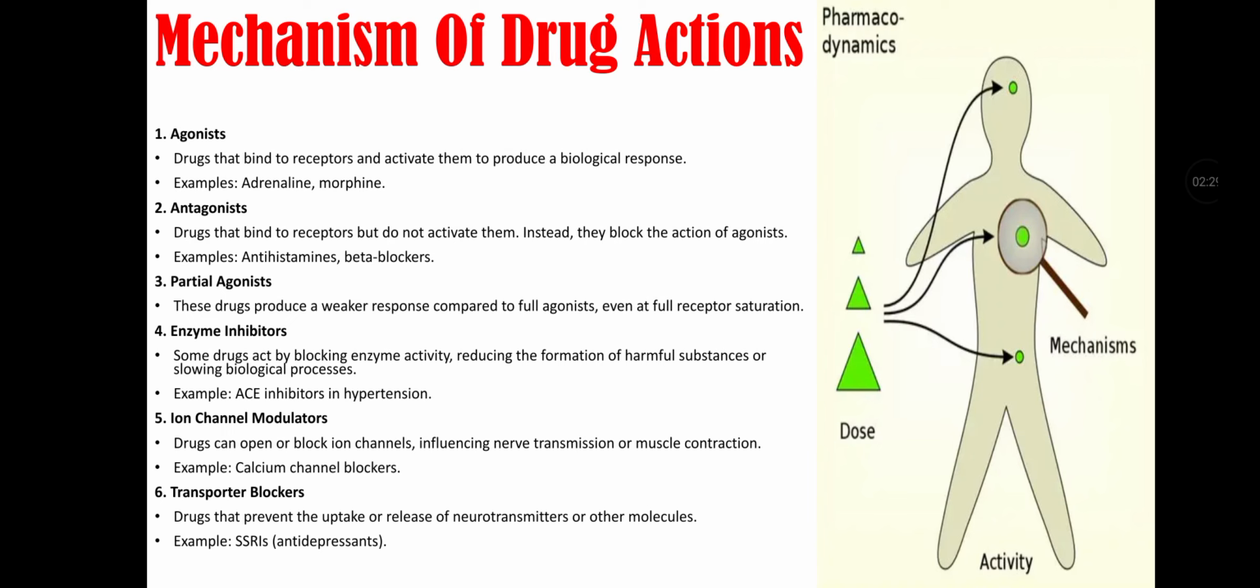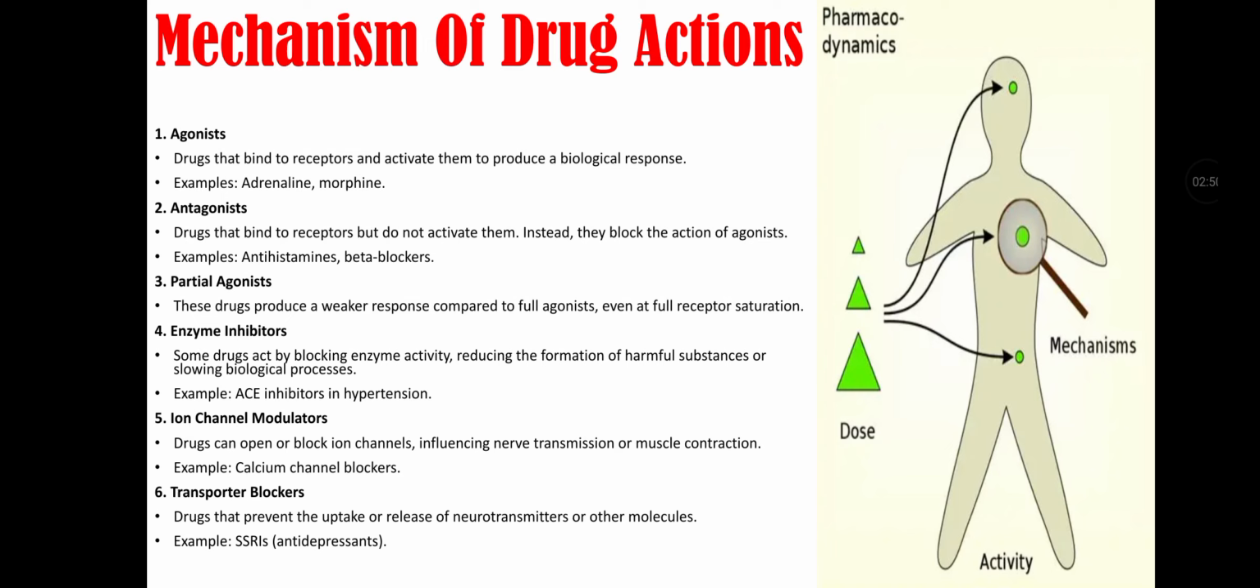Mechanism of drug action. It may be agonist action, antagonist action, partial agonist action, enzyme inhibitors, ion channel modulators, and transporter blockers. First is agonist. These are drugs that bind to receptors and activate them to produce a biological response. Examples include adrenaline and morphine.